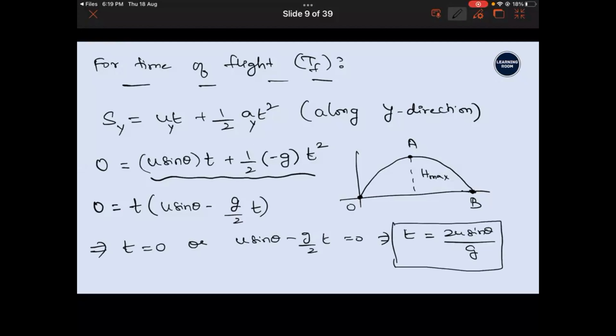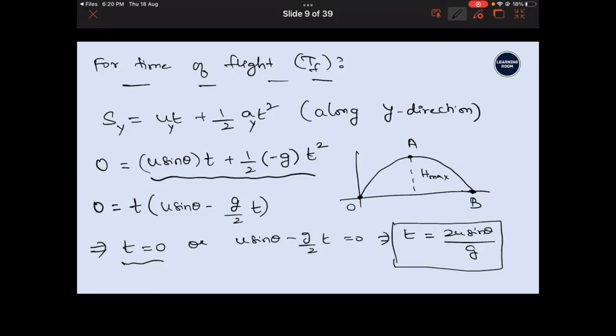Is it right? So why am I getting two values of t? So here, what do I mean by t is equal to 0? T is equal to 0 implies the vertical displacement of the object is 0.